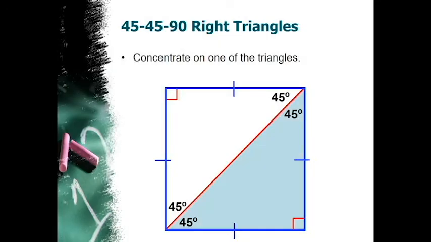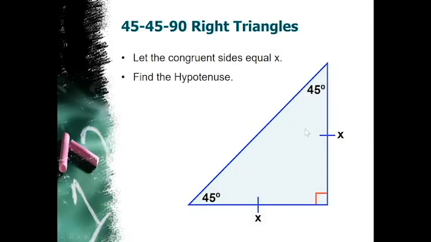So we're going to concentrate on just one of these triangles. We'll look down here at the bottom right corner. Here's a redrawn figure of that bottom right corner of the square, giving us our 45, 45, 90 triangle.